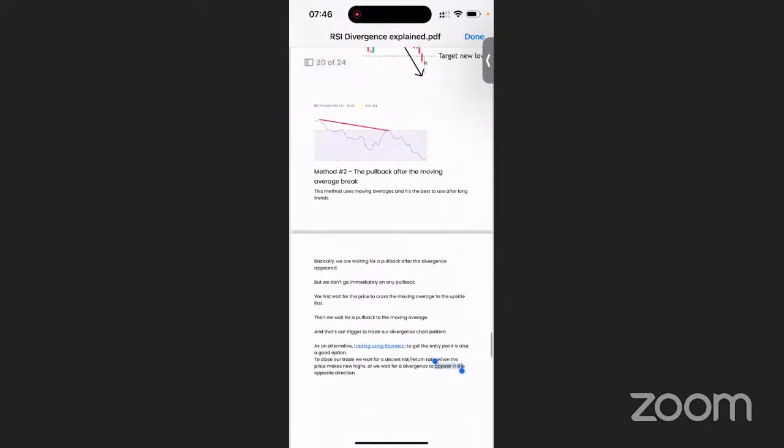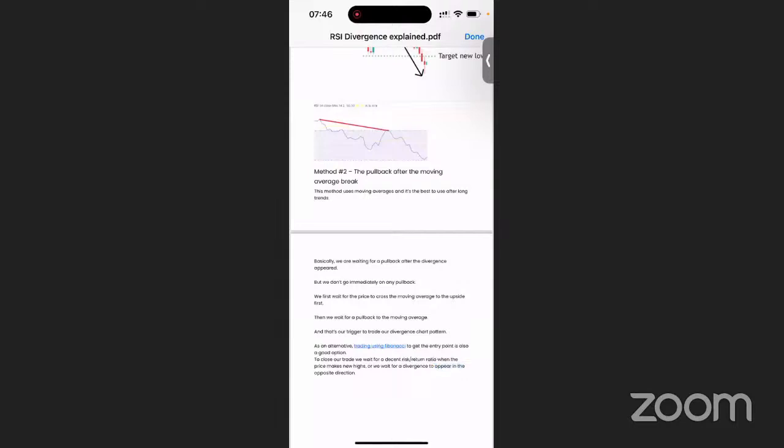Let me read it for you. This method uses a moving average, and it is best to use after a long trade. Basically, we wait for a pullback after the divergence has appeared. We don't go immediately to any pullback. We first wait for the price to cross the moving average to the upside. Then we wait for the pullback to the moving average. And that is our trigger to trade our divergence chart pattern.